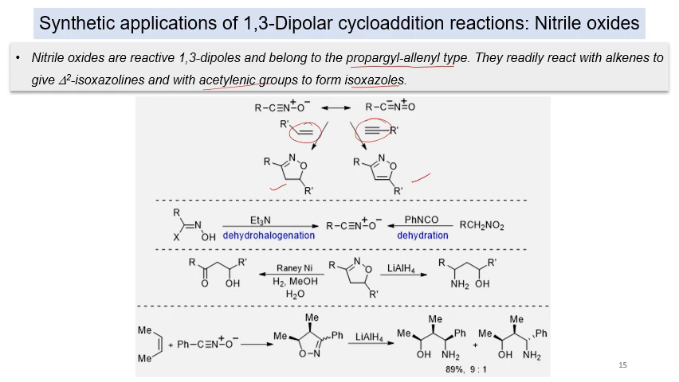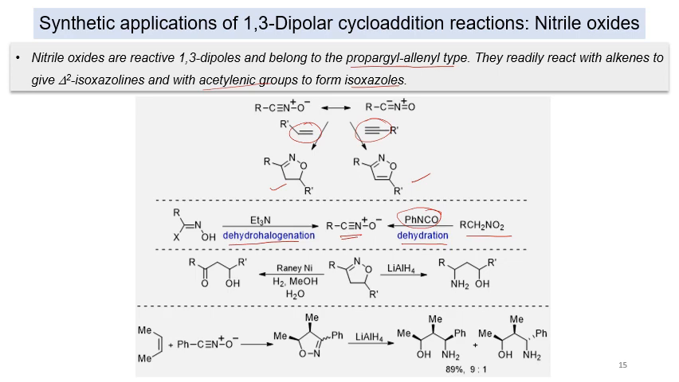How do you generate nitrile oxides? Nitrile oxides can be generated very easily from oximes, from alpha halooximes, by dehydrohalogenation under basic conditions to give you these linear nitrile oxides. They can also be generated by dehydration of nitro compounds which possess an alpha hydrogen, thereby generating the nitrile oxide. So this isocyanate is used as a dehydrating agent.